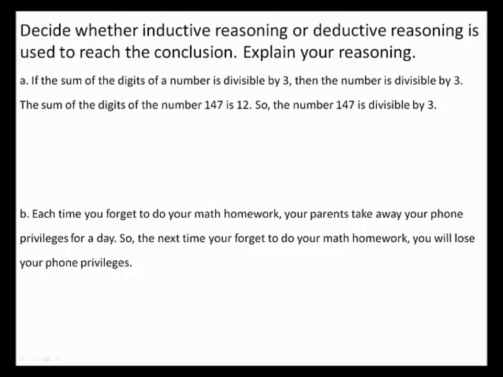Decide whether inductive reasoning or deductive reasoning is used to reach the conclusion. Explain your reasoning. A. If the sum of the digits of a number is divisible by 3, then the number is divisible by 3. The sum of the digits of the number 147 is 12. So, the number 147 is divisible by 3. And B. Each time you forget to do your math homework, your parents take away your phone privileges for a day. So, the next time you forget to do your math homework, you will lose your phone privileges.